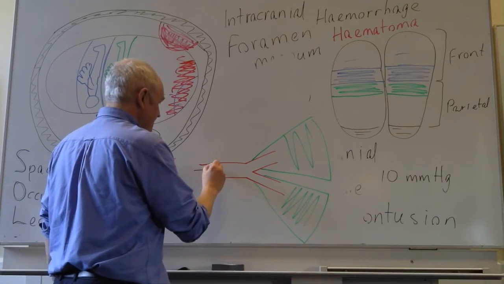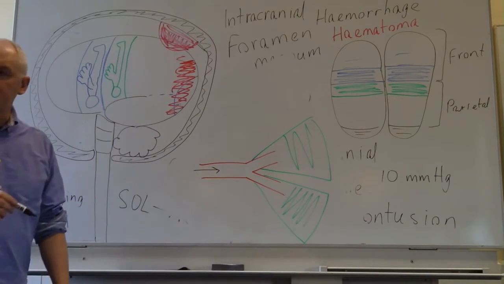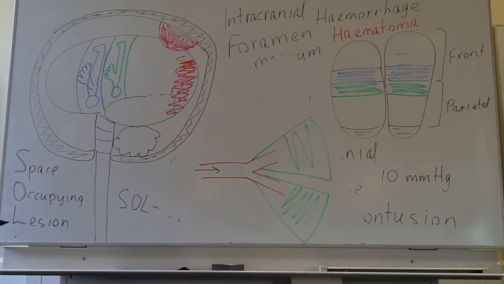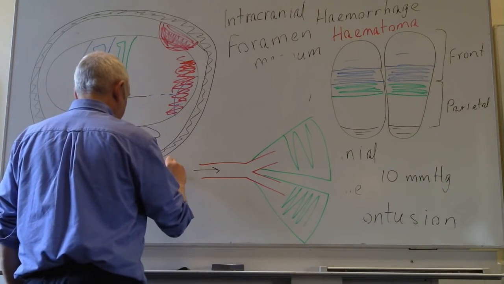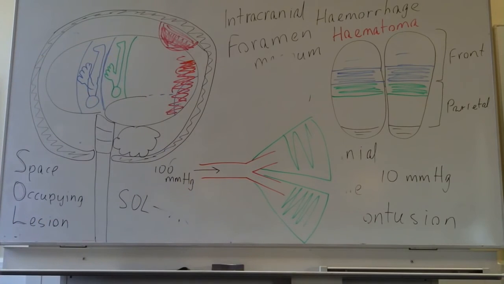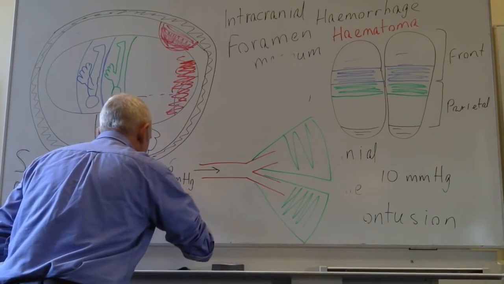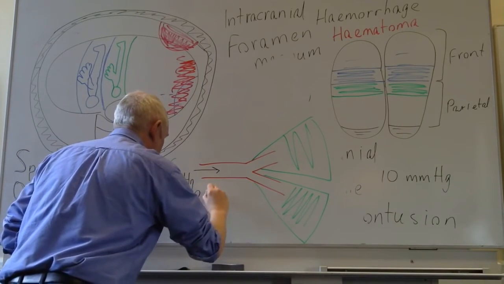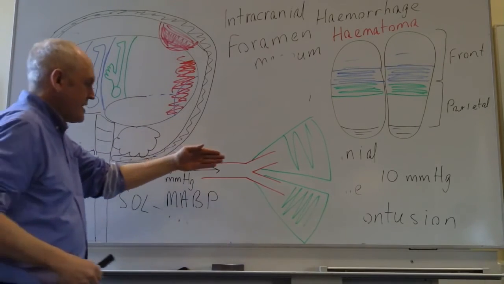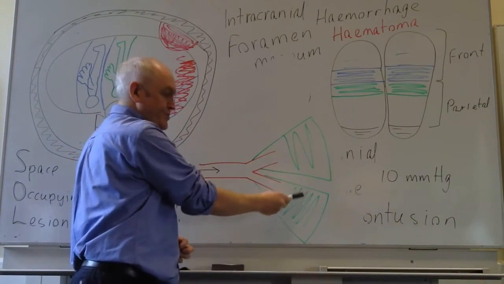Now normally, the blood pressure in this artery, taking blood to the brain, is going to be around about 100 millimetres of mercury. I know it might be 120/80 or something, but the average is going to be about 100 millimetres of mercury. And we call that the mean arterial blood pressure. So normally there's about 100 millimetres of mercury taking blood into the tissues of the brain.